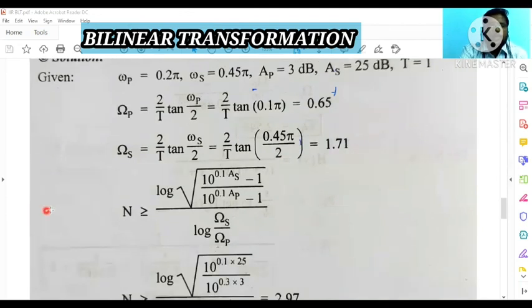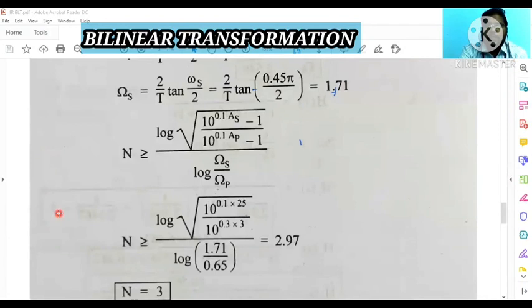Now step 1 is to find out the order of the filter n. So n greater than or equal to logarithm of. In the previous problem you got lambda and epsilon values, but here only AP and AS values are given. So you need to make some modification in this formula, that is logarithm of square root of, and here the square root is important, square root of 10 power 0.1 AS minus 1 divided by 10 power 0.1 AP minus 1, divided by logarithm of omega s by omega p. So the denominator term is the same, only the numerator portion changes.